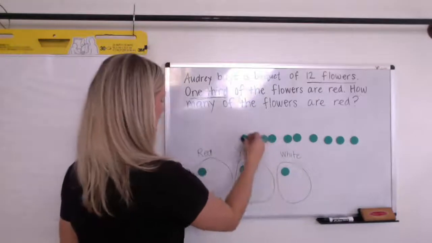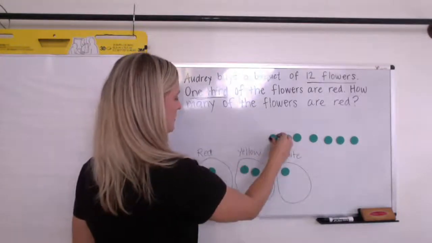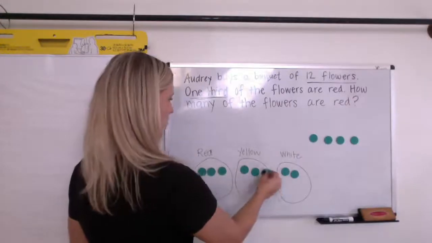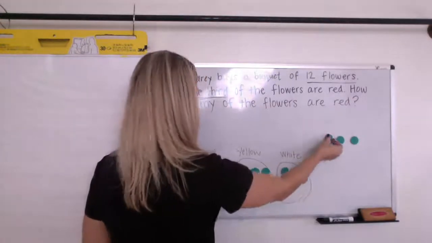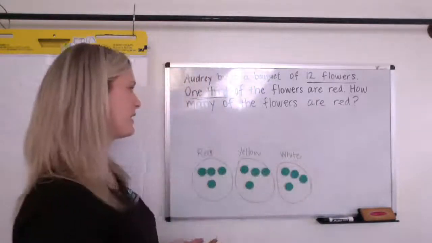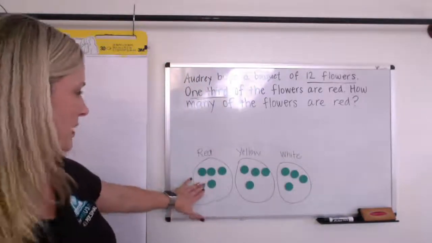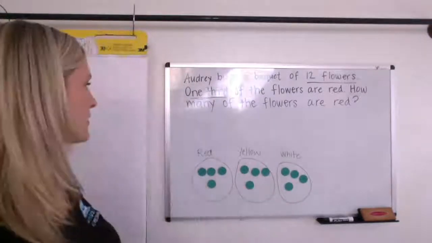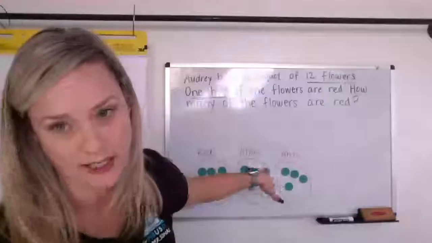Okay, so maybe you decided to do 1 for you, and 1 for you, and 1 for you. And you just repeatedly subtract out from our total at the top. Okay, and then you find out that 4 would be red, 4 would be yellow, and 4 would be white. Okay, now that's just a guess for the yellow and white, right?